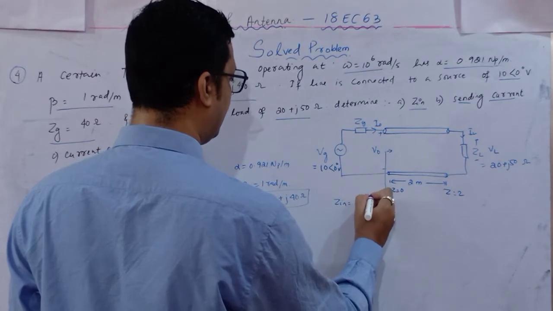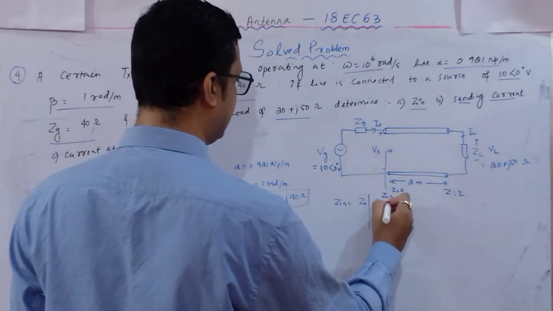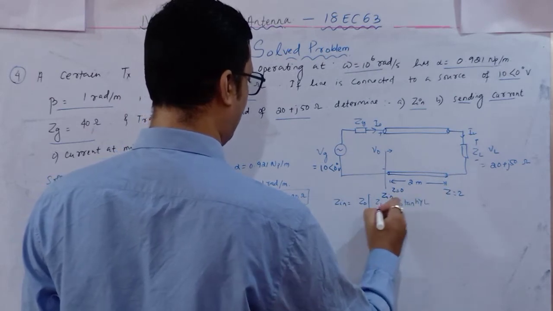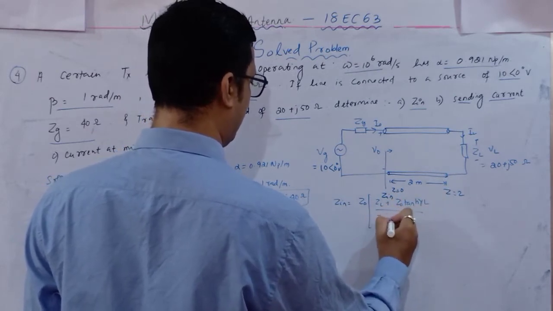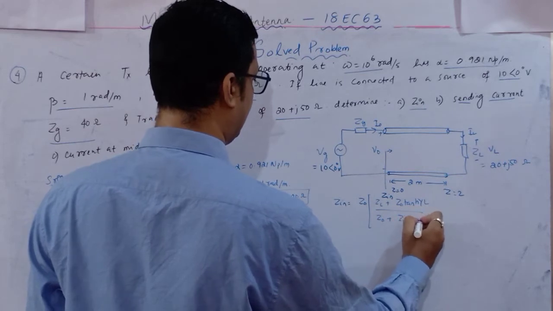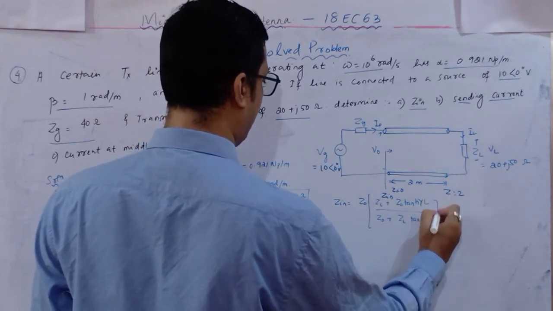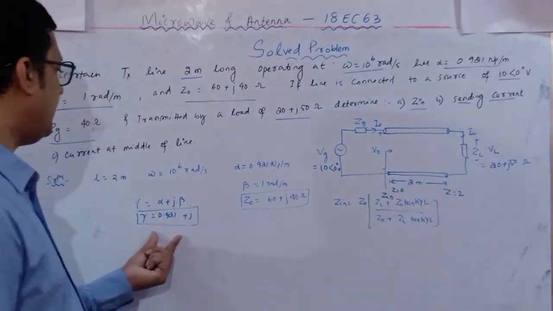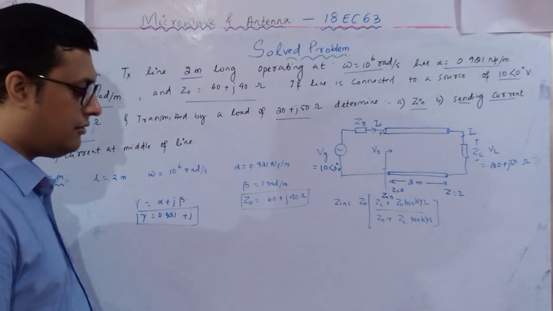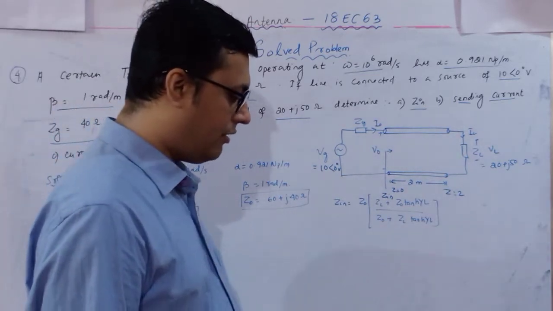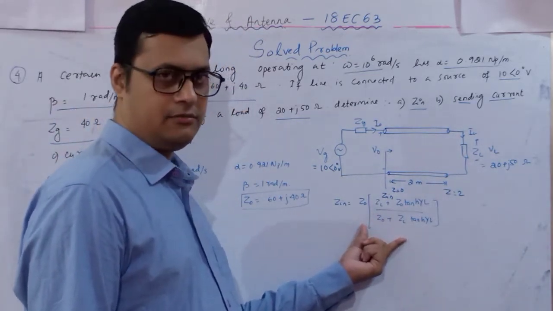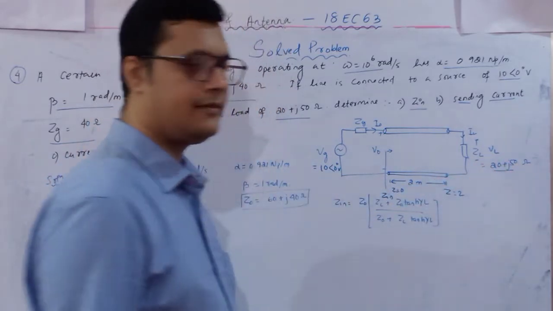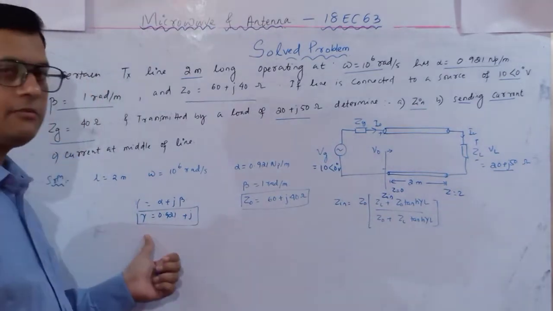Input impedance is Zin = Z0 (ZL + Z0 tanh γL) / (Z0 + ZL tanh γL). This is the simple relation. Now here we have to calculate the input impedance Zin. For this particular value, what is the ZL value? ZL is 20 + j50. Gamma value is this much.